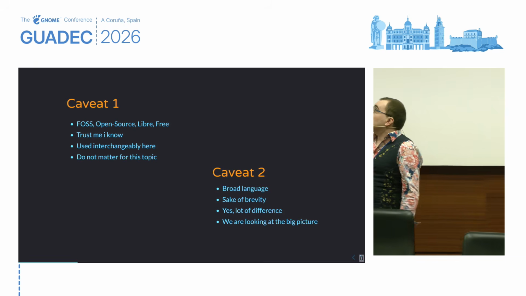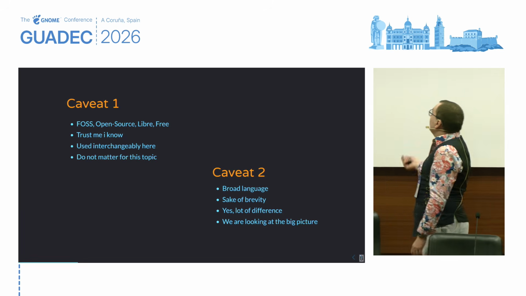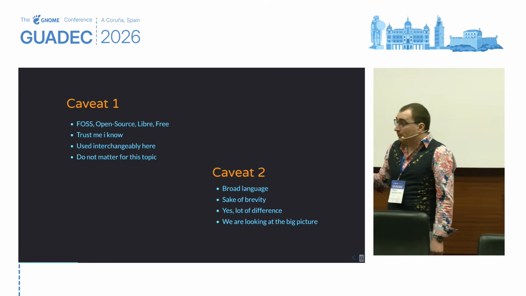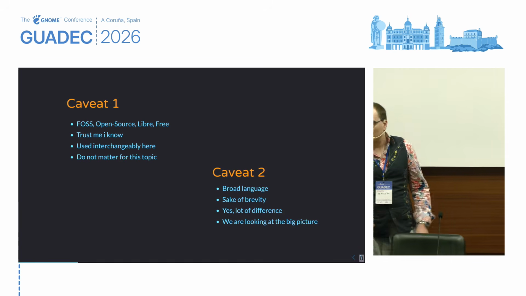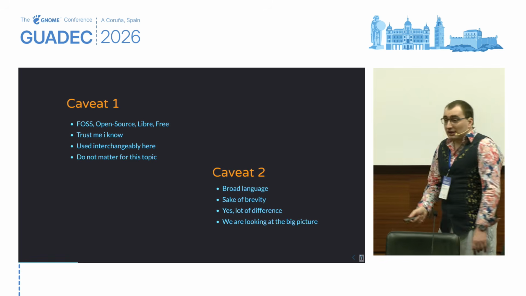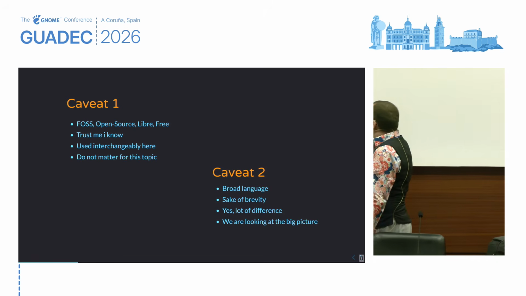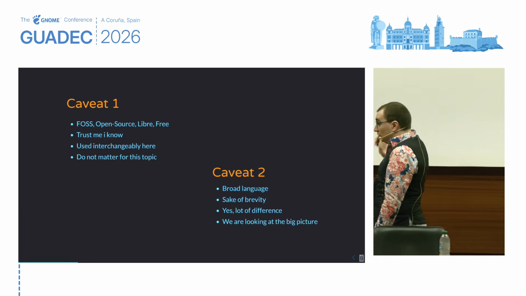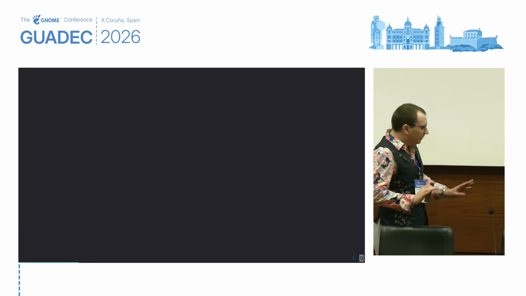I'm going to use them interchangeably simply because it doesn't matter for this topic, really, and because it's easy, and I have limited time. The second caveat is that I'm also going to use broad language in a lot of other aspects of this. I may be really blunt in some stuff. I may use some stuff where it's bad, it's not the thing. This is for the sake of brevity. Yes, there is a lot of difference and complexity and diversity in open source projects and stuff like that. But here, we are looking at the big picture, and you may realize why I'm talking with big pictures and not detailed anecdotal information.